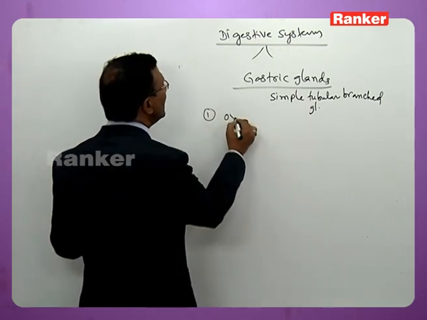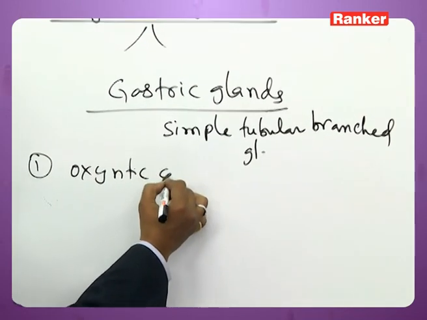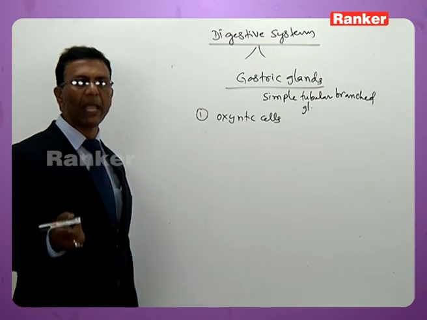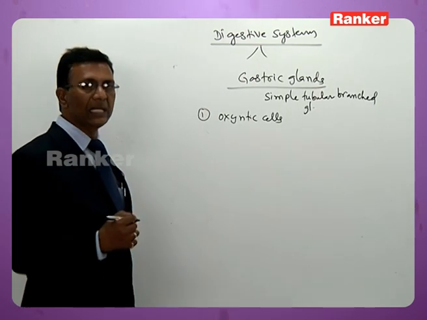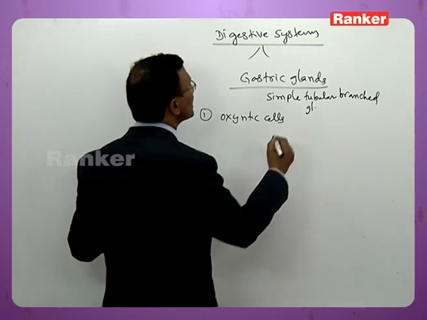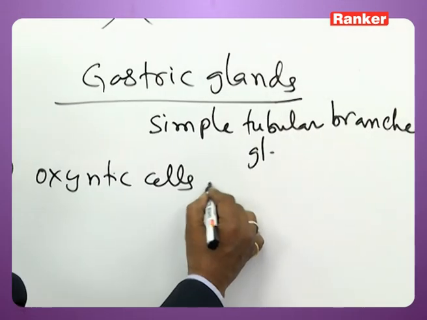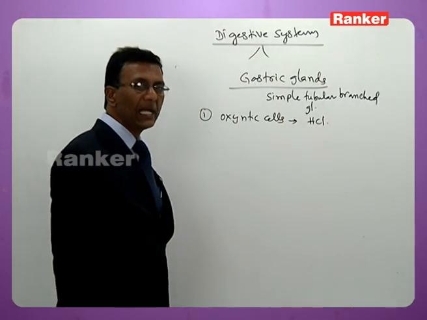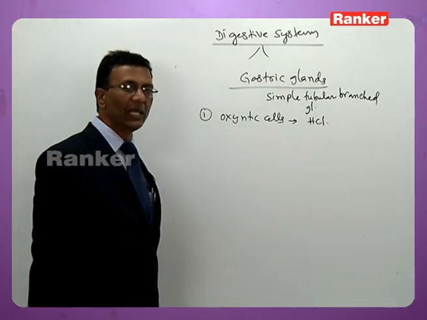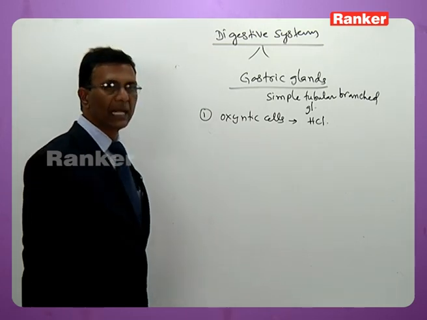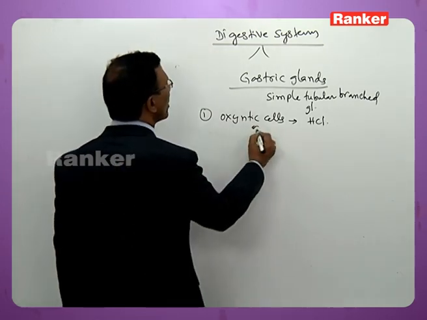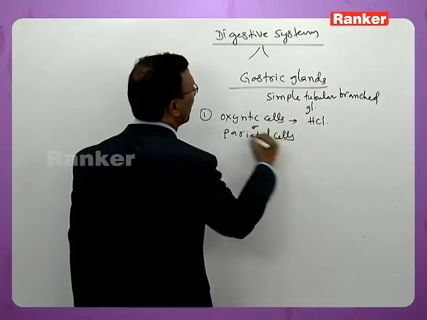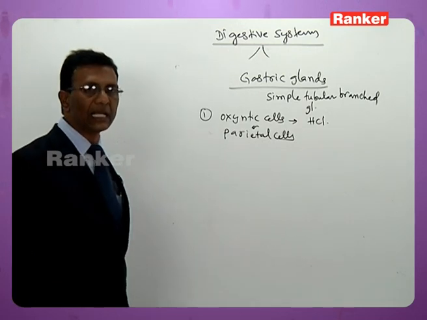Number 1, oxyntic cells. The cells of the gastric glands are given different names. Oxyntic cells secrete HCl. Oxyntic cells of the gastric gland secrete HCl. The oxyntic cells are also called parietal cells. They synthesize HCl.